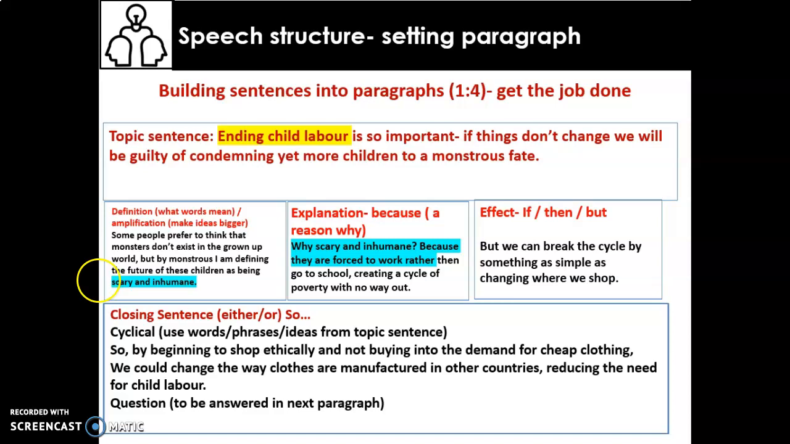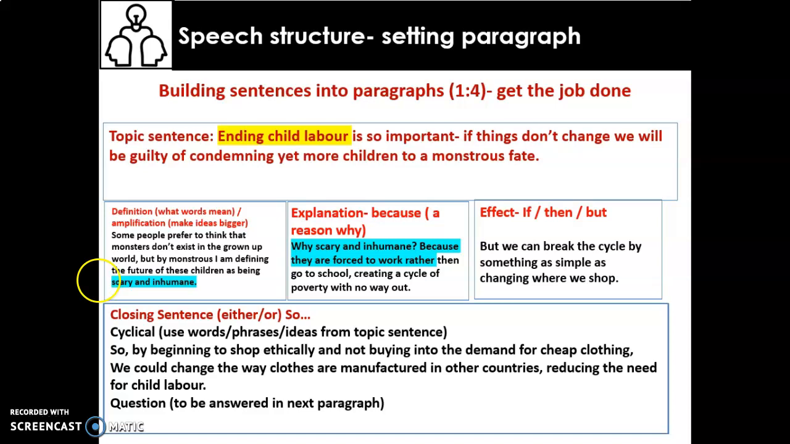But I've also had a little counterpoint. Some people prefer to think that monsters don't exist. So I'm also challenging. So I've definitely got definition and amplification there. Okay, explanation, a because or a reason why. Now, what I've done here, can you see I had scary and inhumane at the end of my last sentence? So this is like 2 rhetorical features in one, because it's a hyperbole and litotes. Why scary and inhumane? Because they're forced to work rather than go to school, creating a cycle of poverty with no way out.